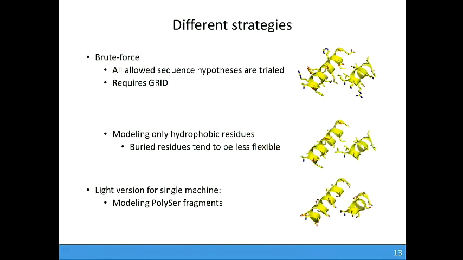We have created different strategies. We can calculate through a brute force in a grid, where we calculate most of the sequence hypotheses. We also have a special case, in which we only model the hydrophobic residues. Those residues are usually buried, so they have lower B factors and are less flexible, so they can influence the results differently. We are also offering a light version, which could be applied on a single machine, where we only model the polyserine fragments.